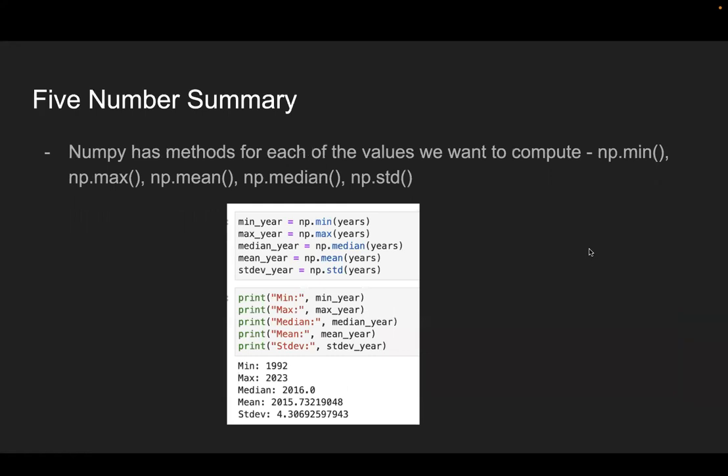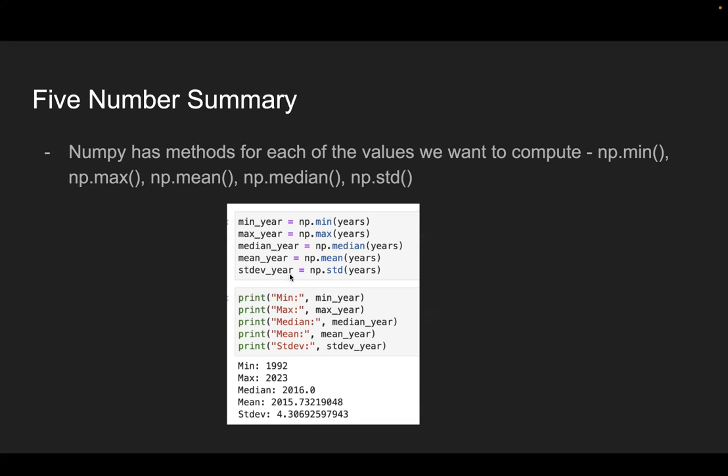So we'll talk about the 5-number summary. NumPy has methods for each of these. Once we get our column, remember years is the array from the column that we got from the table. We'll use our NumPy methods to get the min, max, median, mean, and standard deviation. Remember, each will take in the parameter of an array, and then it's going to return that value.